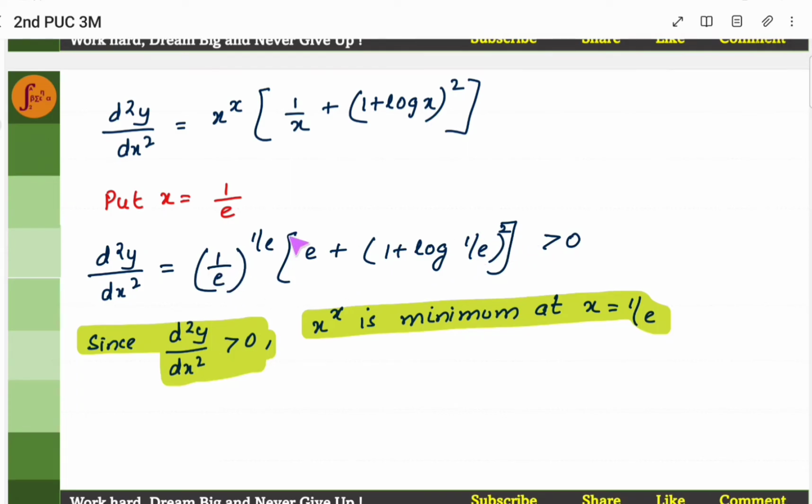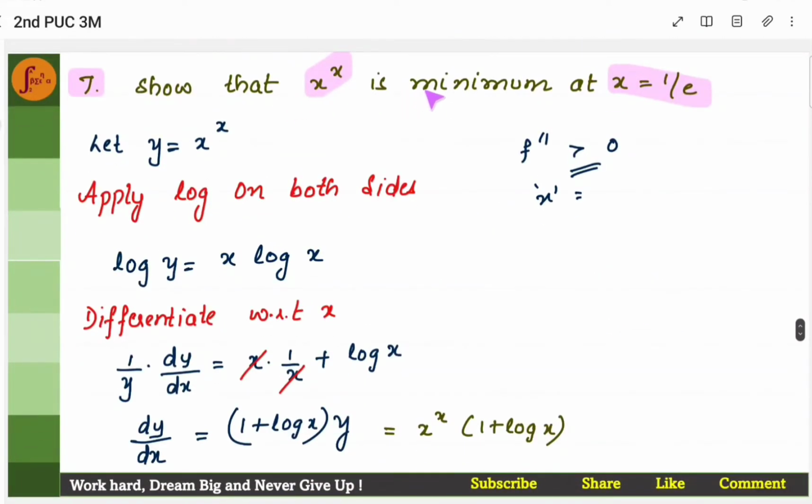this is going to be greater than 0. You don't have to really calculate, but e is always greater than 0. The value of e is always greater than 0. Therefore, the entire expression will be greater than 0. Therefore, you can say it is minimum at this particular point, x is equal to 1 by e. You have to show or prove that this is minimum at this particular point.